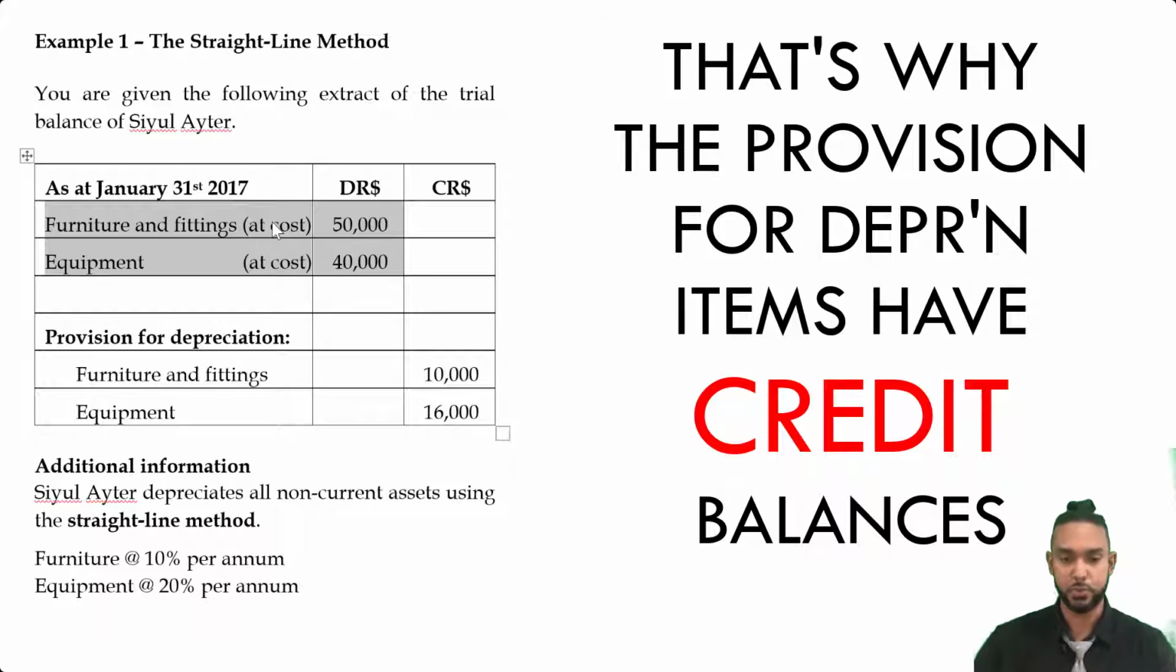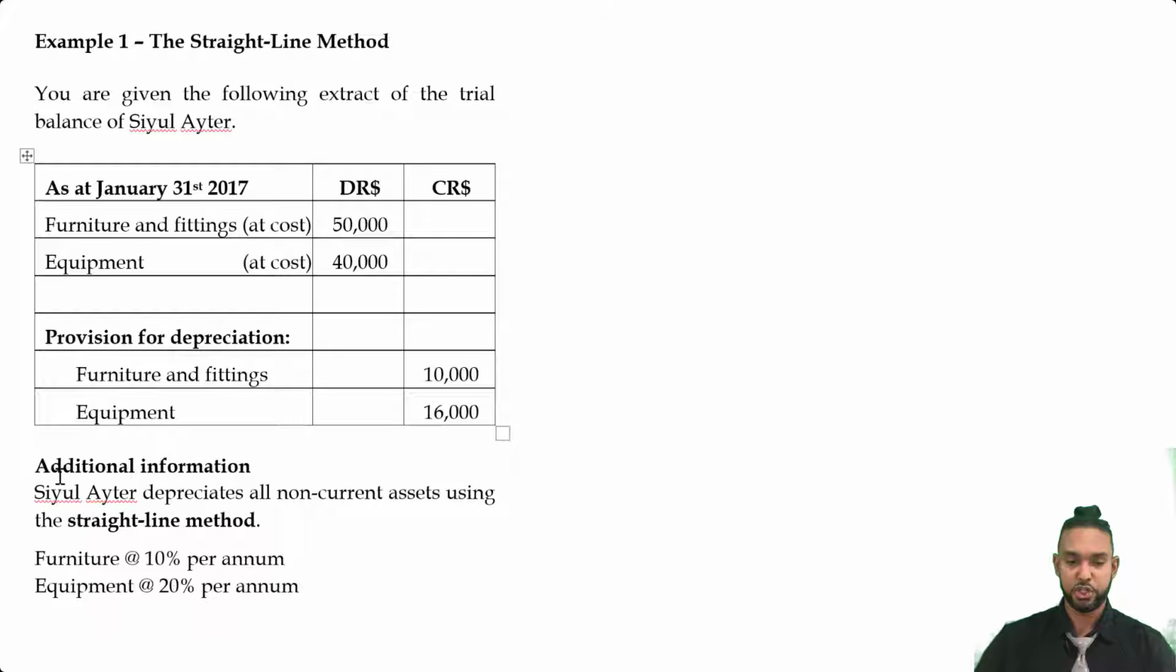Now, the additional information says, CU Later depreciates all non-current assets using the straight line method. Furniture is 10% per annum, equipment is 20% per annum. Now, what we're simply going to do here is take those percentages, 10 for furniture, 20 for equipment, and simply multiply them by the cost of the asset shown here in the trial balance. That's all we're going to do to calculate the current year's depreciation.